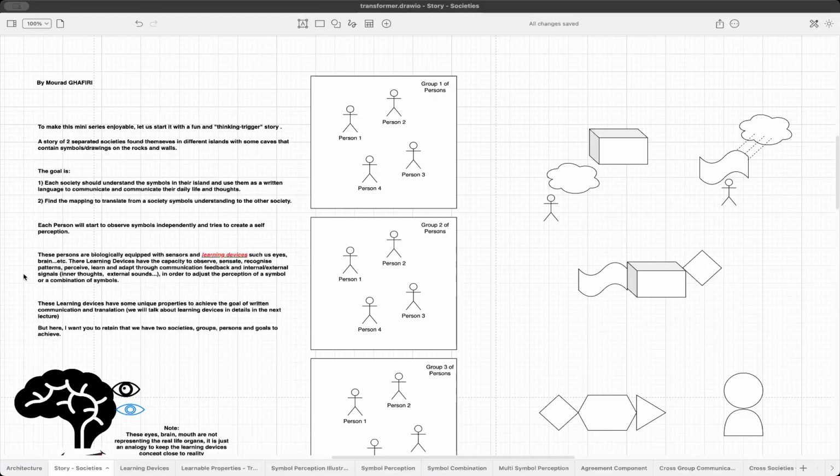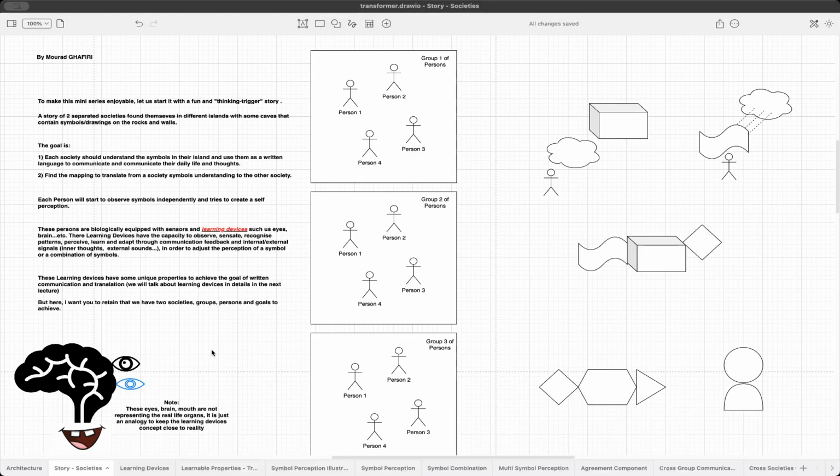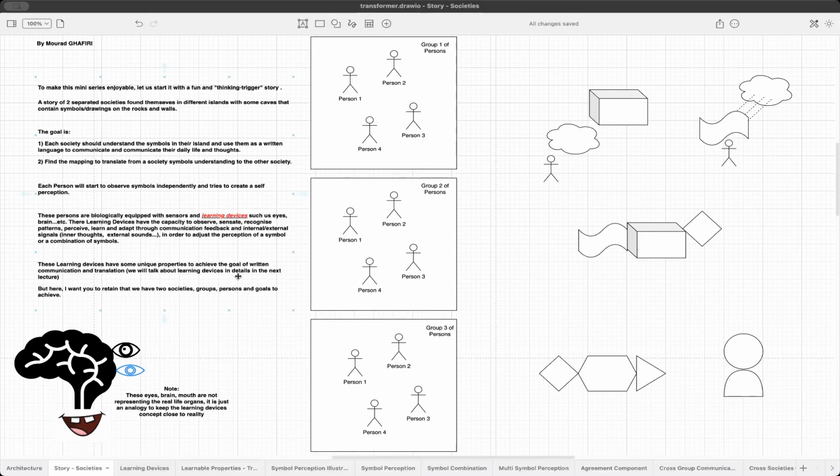These learning devices have the capacity to observe, sensate, recognize patterns, perceive, learn, and adapt through communication feedback and internal or external signals, maybe inner thoughts or external sounds, in order to adjust the perception of a symbol or a combination of symbols. So these learning devices have some unique properties to achieve the goals of written communication and translation. We will talk about these learning devices in details in the next lecture.